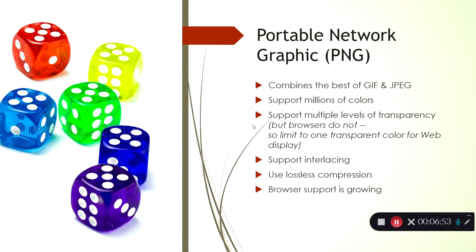The next image is the PNG image. It combines the best properties of GIF and JPEG. It supports millions of colors, it supports multi-level transparency, and it supports interlaced display and uses lossless compression. Because of all this flexibility, browser support for PNG images is increasing. Mostly in computer vision applications and such software, PNG is more comfortable than the other images because of these properties. You can look at this image and see how it is transparent; you can see the background of these dice. This is an example of a PNG image.